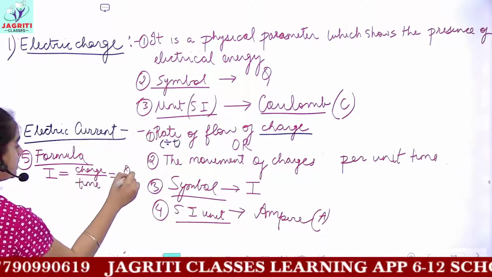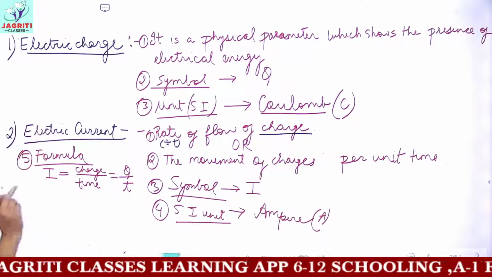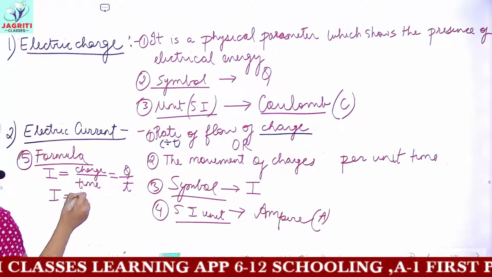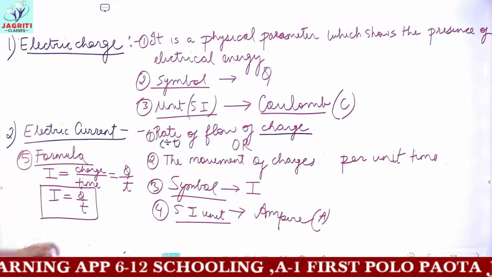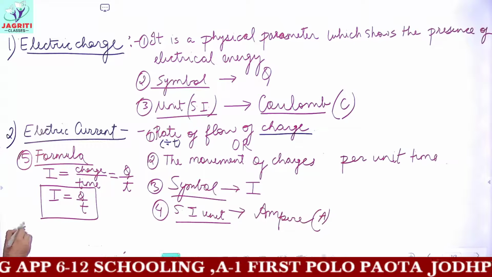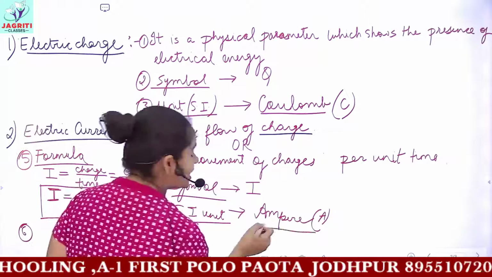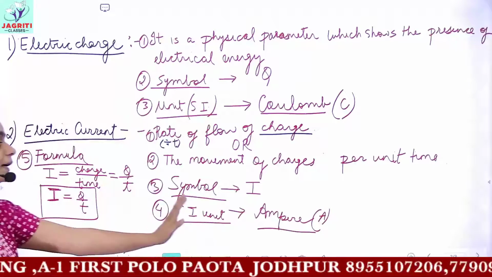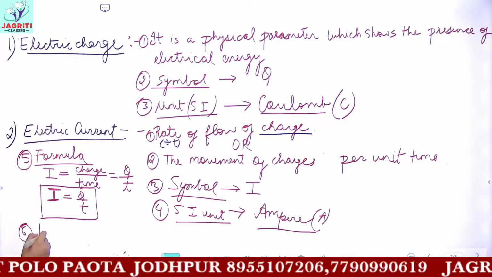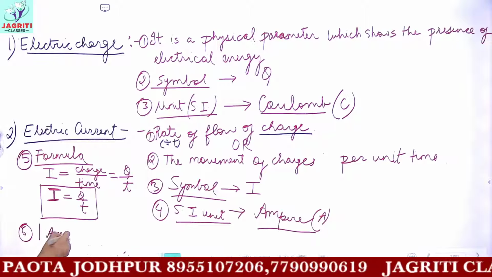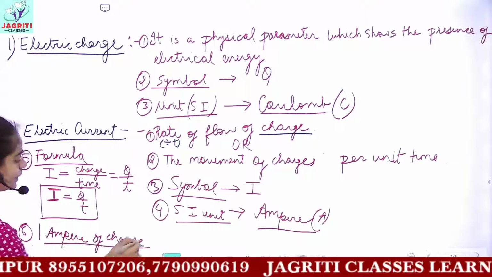So charge can be represented as Q, time can be represented by the letter small t. So I is equal to Q by t. And this gives you the formula for electric current. And the sixth point would be how to define electric current. I told you it is measured in amperes, okay? The SI unit for current is ampere here. So we'll be doing that. How to define 1 ampere of charge? Or what is the meaning of 1 ampere of charge?